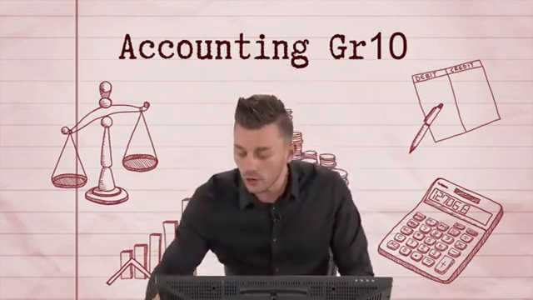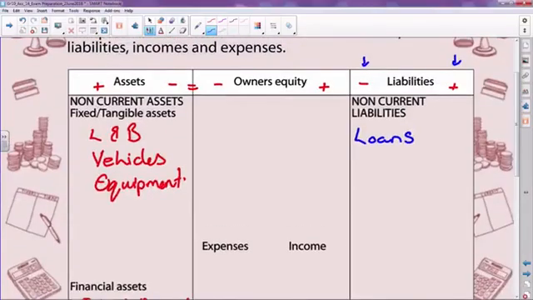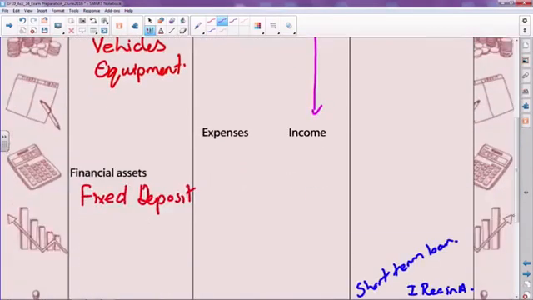Now again, your owner's equity in the middle. Now remember, what is good, what is bad? There's quite a few good ones. The good ones will be shown on the credit side, which is your capital and then your income. Now what incomes do I have again? I'm just going to write quickly.